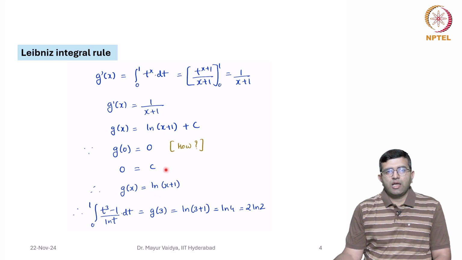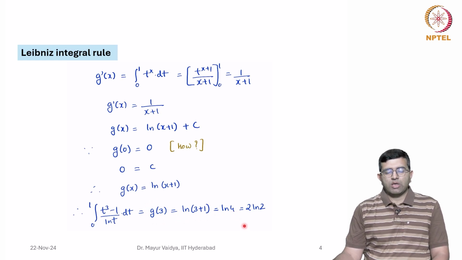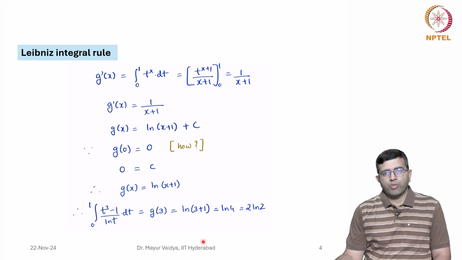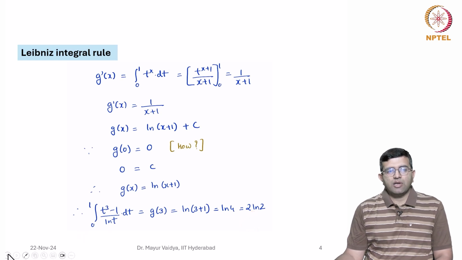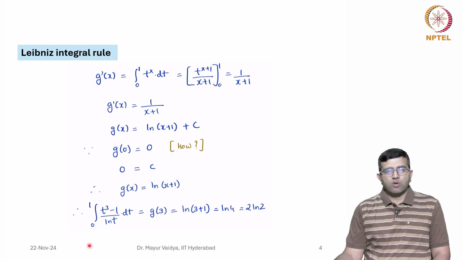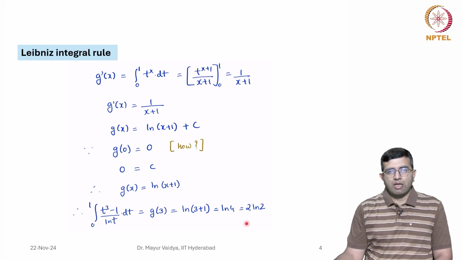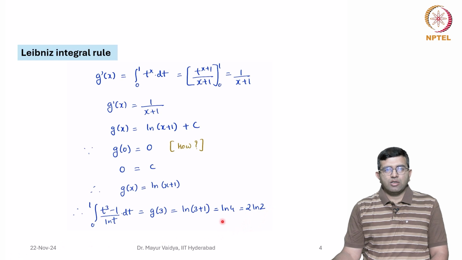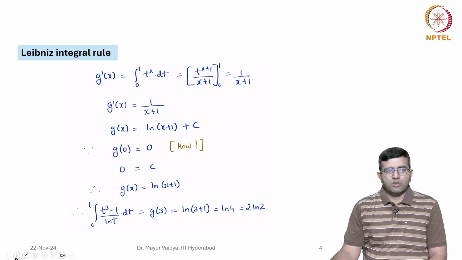So as I said, once you have g of x, to evaluate your original problem what you need is basically g of 3. So g of 3 is equal to ln (3 plus 1), which is ln 4, or you can even write it as 2 ln 2. So you see that once you utilize the Leibniz integral rule, you can solve it elegantly and arrive at an answer. Without that, the integral is not easy to solve.